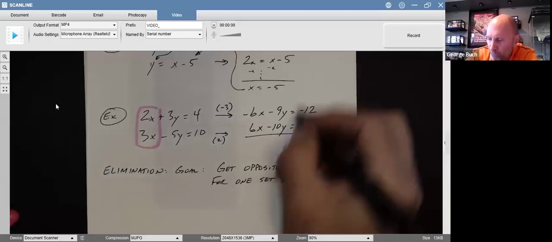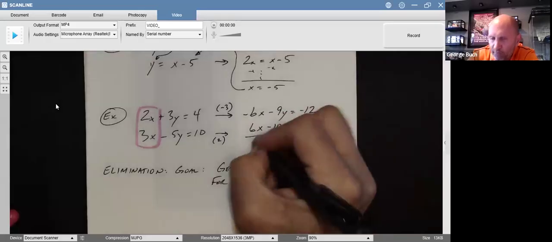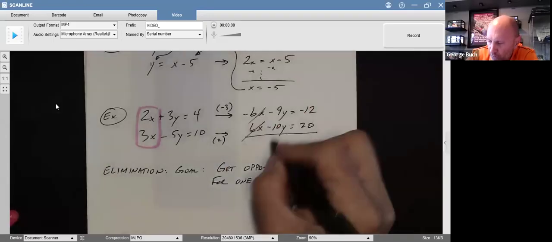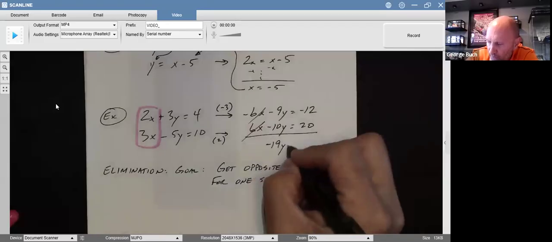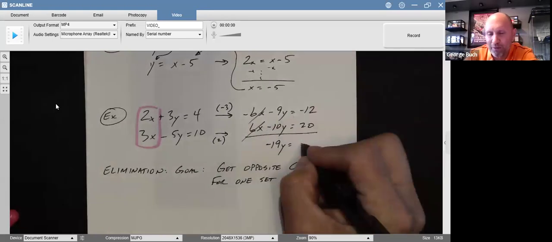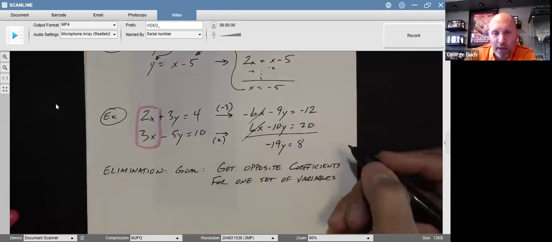And now we add down, so -6x plus 6x, they cancel out, which is what I want. Add down, so -9 minus 10 is -19y. Add down, 20 minus 12 is 8. So again, you can see it's messy answers because I was just making this up in my head.